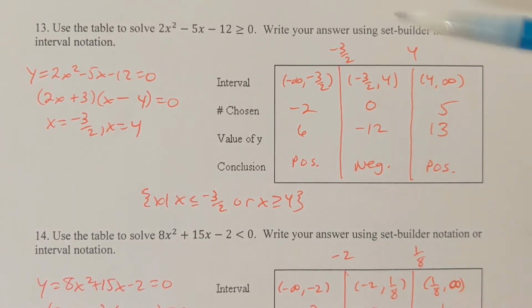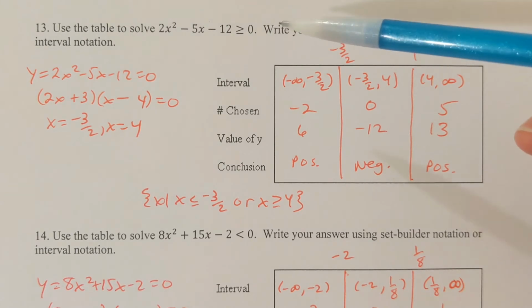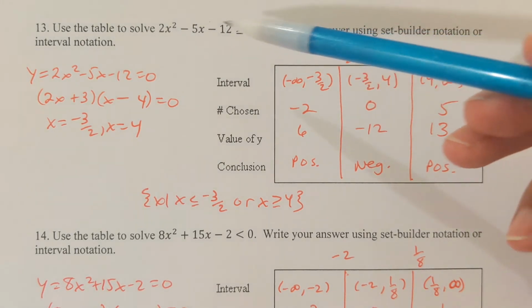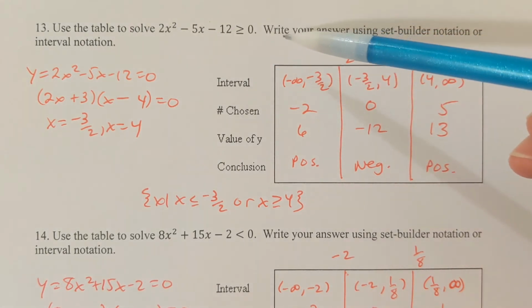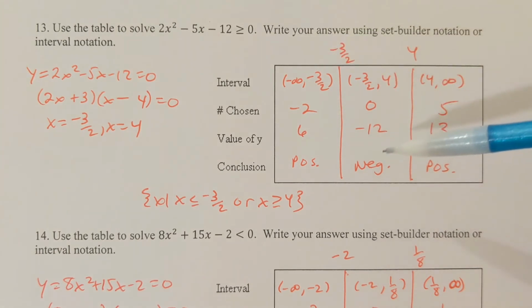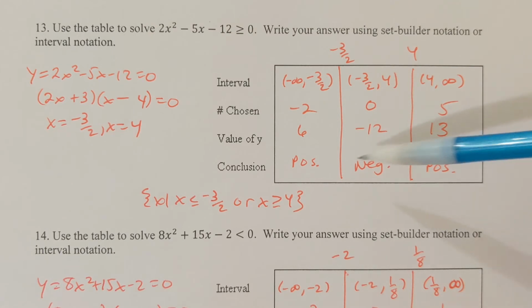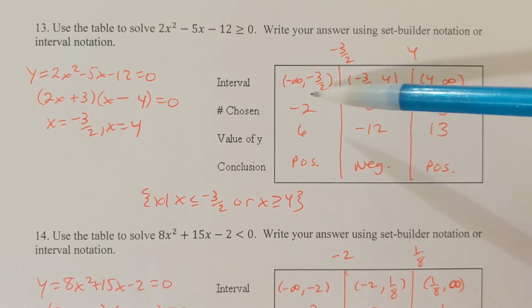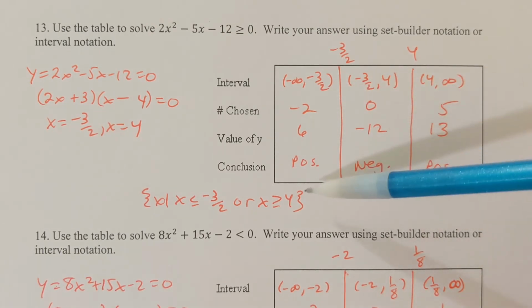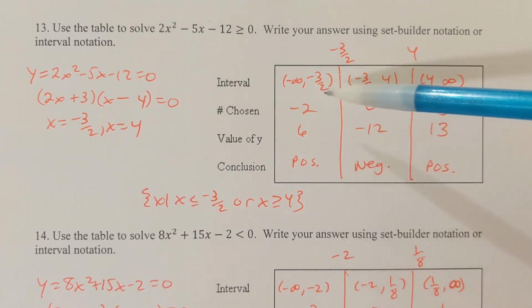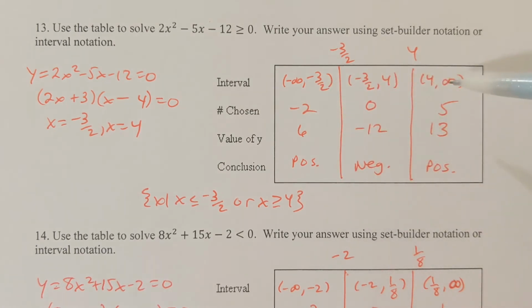The next thing I'm going to do is decide if I want the positives or the negatives. Well, I've got an expression greater than or equal to 0. Numbers that are greater than or equal to 0 are positive numbers. So I want the two positive intervals to be represented: negative infinity to negative 3 halves, or 4 to infinity.